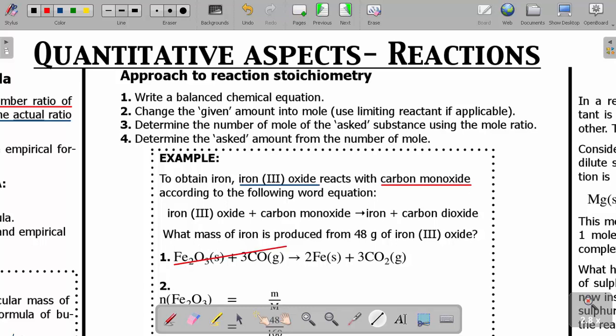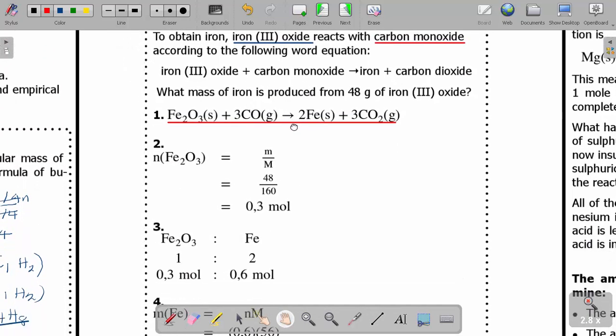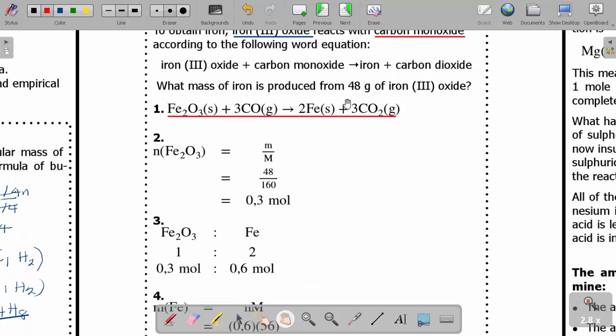Now the question says, what mass of iron is produced from 48 grams of iron 3 oxide? So after writing our equation like this and then balancing it, we can proceed. Because we have 48 grams of iron 3 oxide, it means we can get the moles of iron 3 oxide first by saying moles equals mass over molar mass, which gives us 48 divided by the molar mass, and we get 0.3. And then look at the mole ratio of iron 3 oxide together with what we are looking for, that is iron.